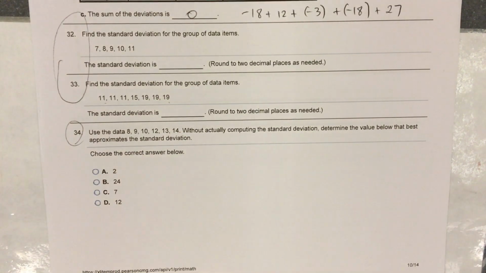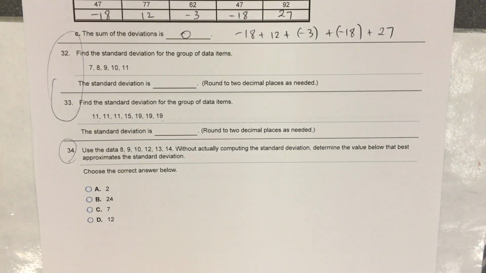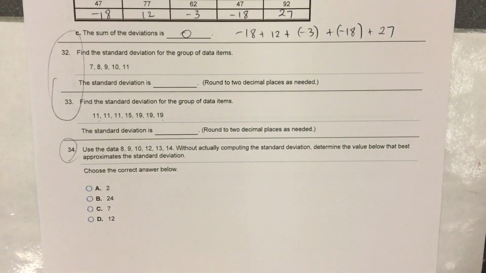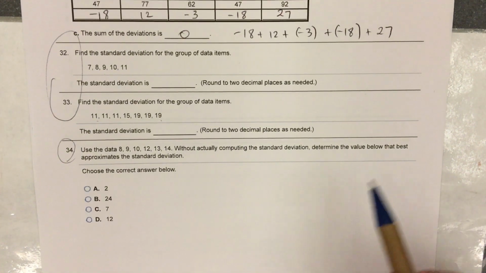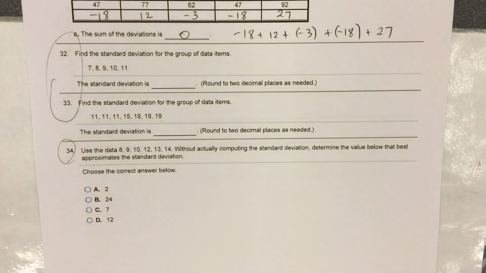Let's look at 34. Use the data: 8, 9, 10, 12, 13, 14. It says, without actually computing the standard deviation, determine the value below that best approximates the standard deviation. The standard deviation is an average of how far scores are from the mean.